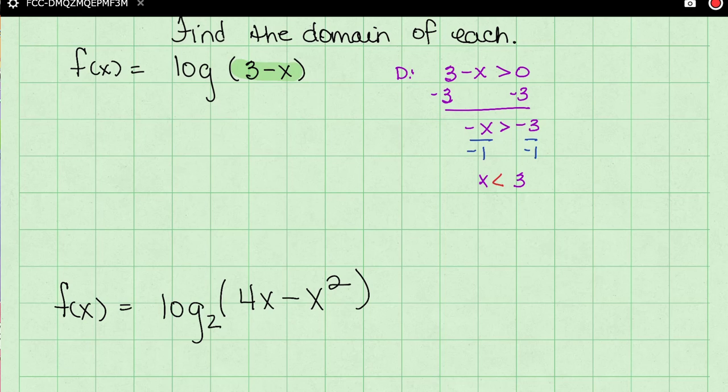So x is actually less than 3 because -3 divided by -1 is 3. So x is less than 3 rather than greater than 3. So the domain of this function is -infinity to 3. All right. Look at this next one.